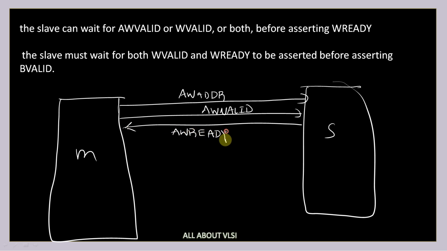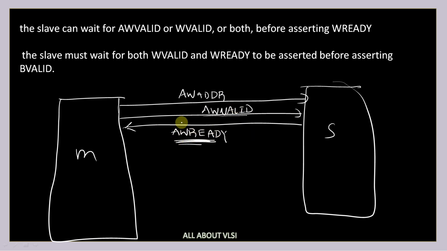Now here the condition is your AW ready signal can wait for the assertion of your AW valid signal. That is, after your AW valid becomes 1, then your AW ready can be 1, or else this AW ready signal may not wait. There is no compulsion that your AW ready signal should wait for your AW valid signal. That means even if your AW valid is equal to 0, your AW ready can be 1. Okay, this is one condition.